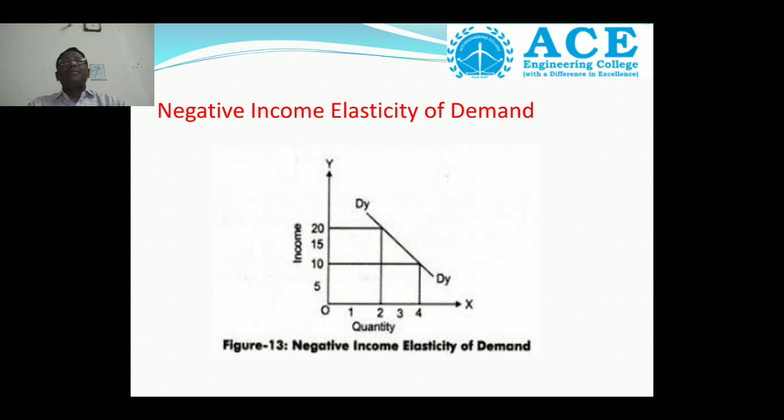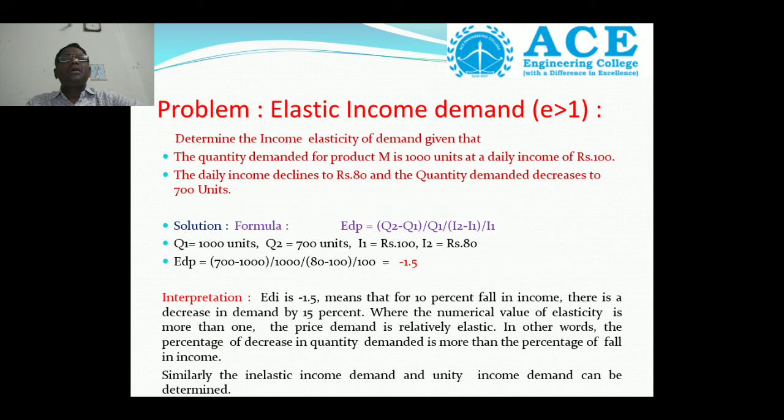From an examination point of view, please go through one problem also. It is the same as what we discussed in price elasticity of demand, but here it is income elasticity of demand. How many statements are given? Two statements. The quantity demanded for product M is 1000 units at a daily income of rupees 100. The daily income declines to rupees 80 and the quantity demanded decreases to 700 units.